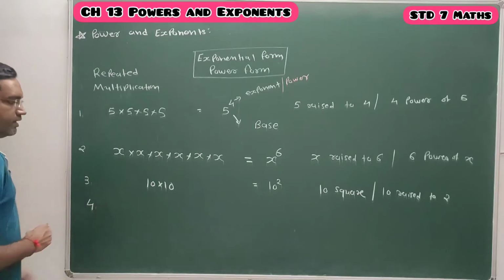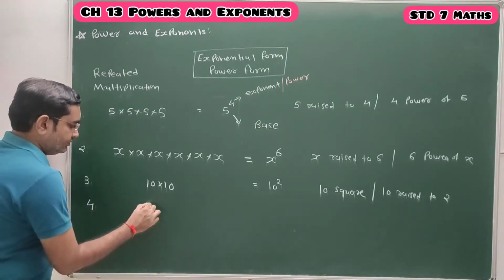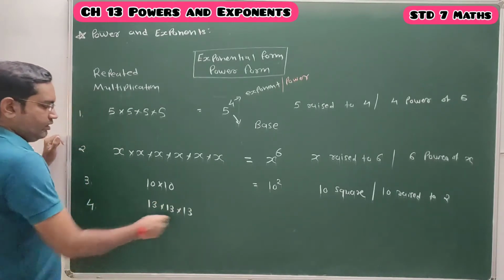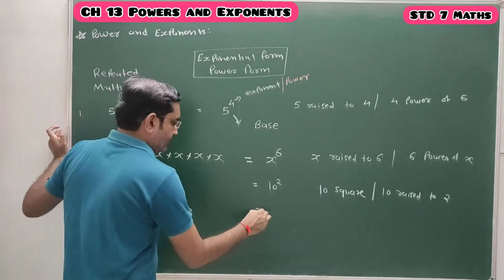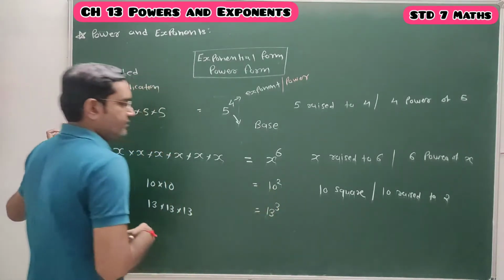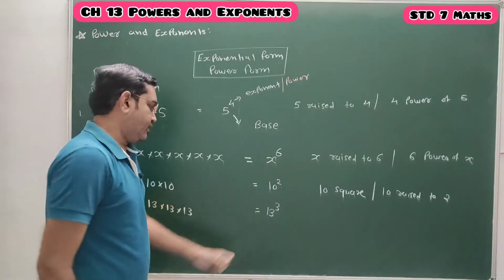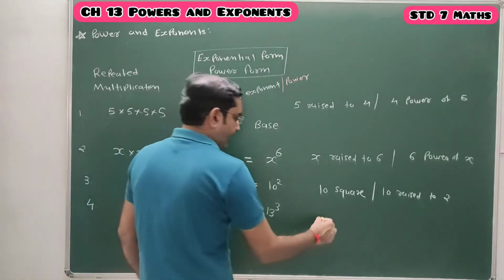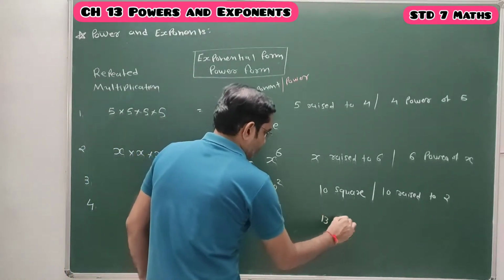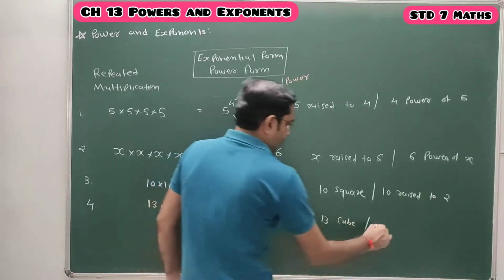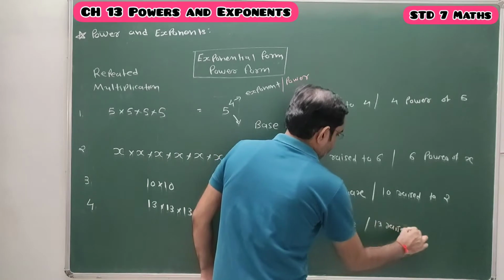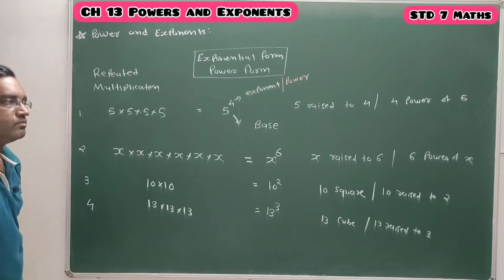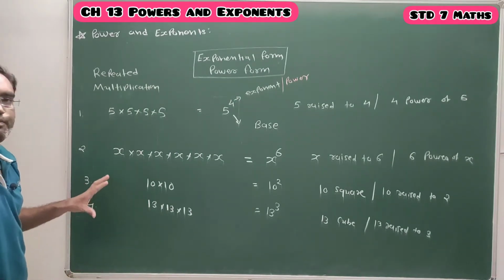Similarly, 3 power. Suppose we are having 13 into 13, so multiplication of 13 with 13, 3 times. So it's 13 raised to 3. Here the base is 13 and 13 is repeated 3 times, so the power is 3. This 3 power can be read as 13 cube, which is nothing but 13 raised to 3. So 3 power can be read as cube, 13 cube. Done.